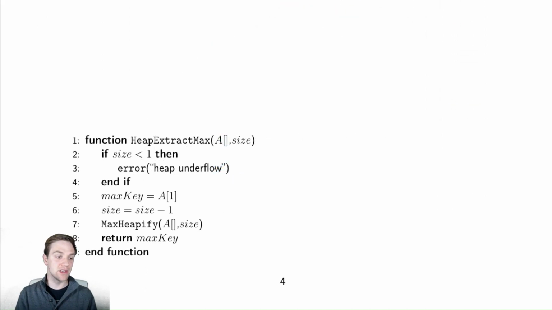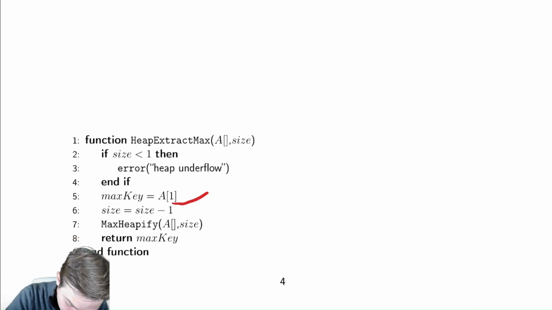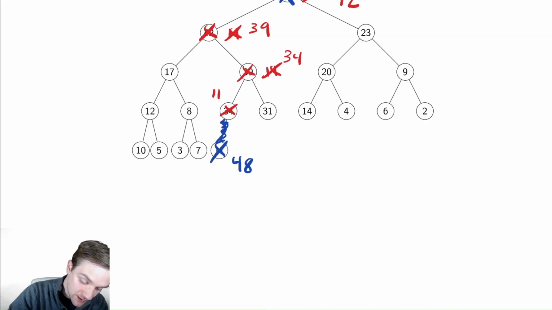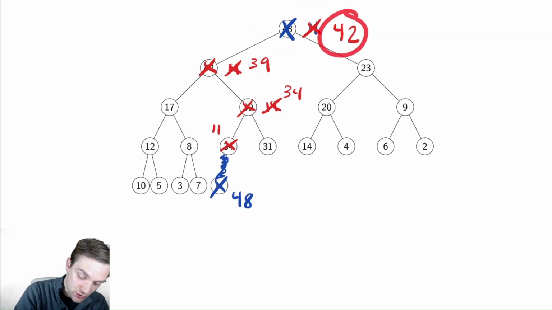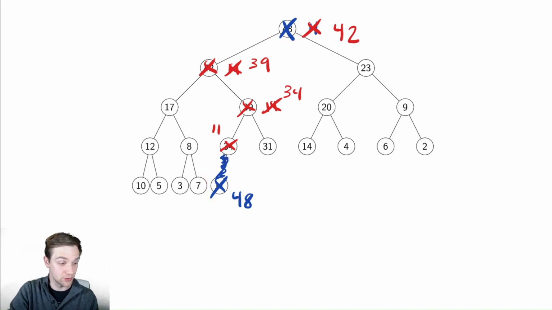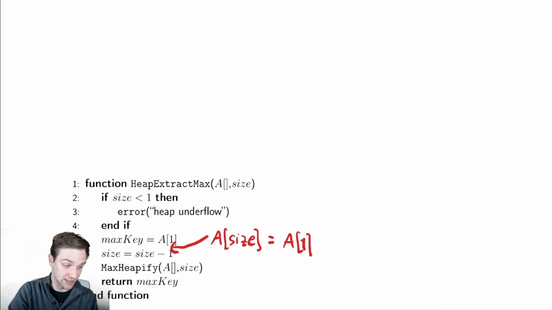Looking at our code for the extract max, I'm first going to comment that I have a typo in this code. Here, just after line 5, we should have a call to A[size] = A[1]. This is the line where we swap the root of the tree with the last node. That was not included in the original code, so make sure you update your code to reflect that.